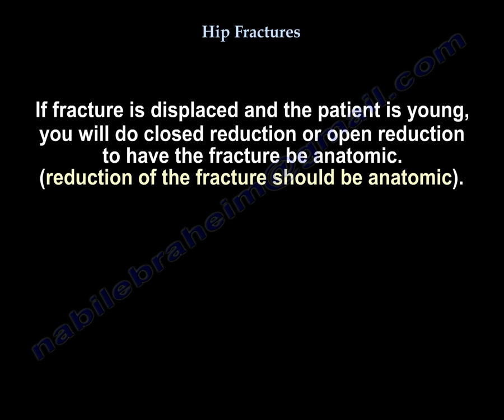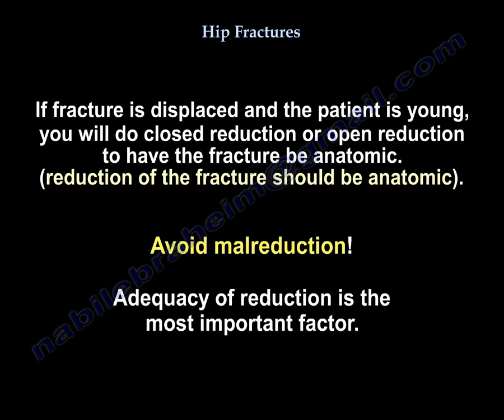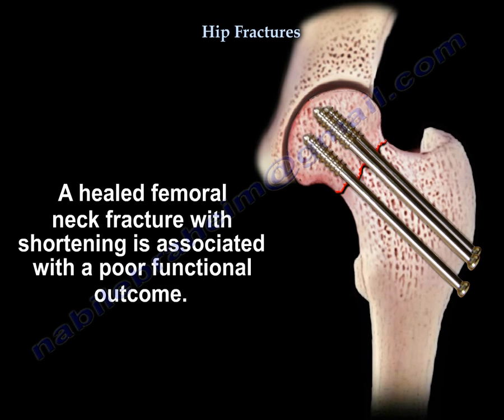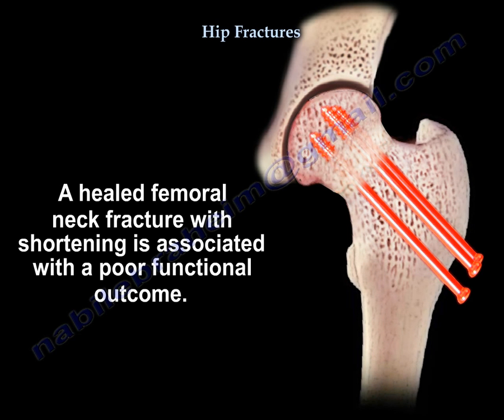If the fracture is displaced and the patient is young, you do closed reduction or open reduction to have the fracture anatomic. The fracture should be anatomic. Avoid malreduction. Adequacy of reduction is the most important factor. A healed femoral neck fracture with shortening is associated with a poor functional outcome.